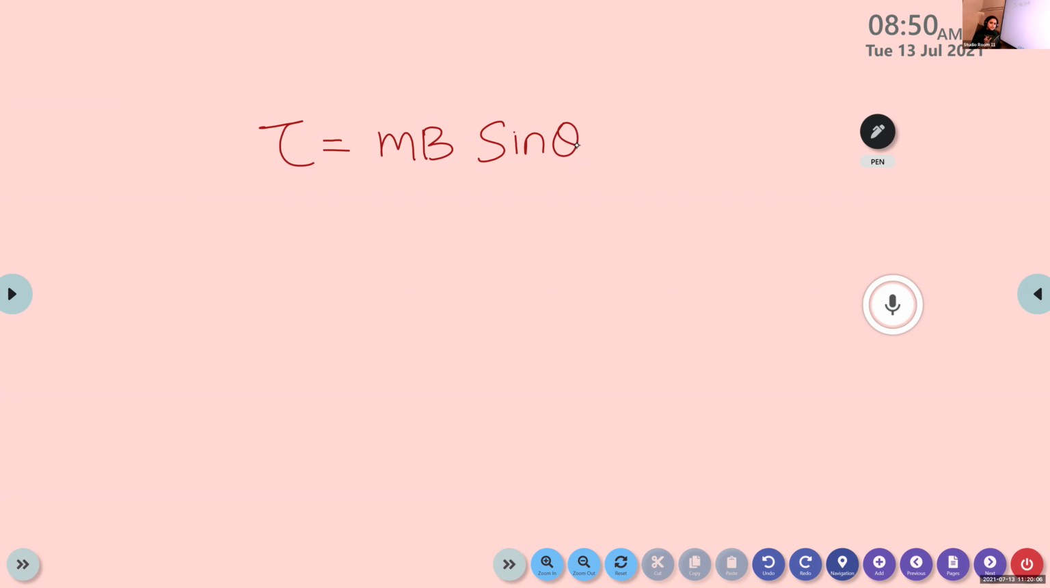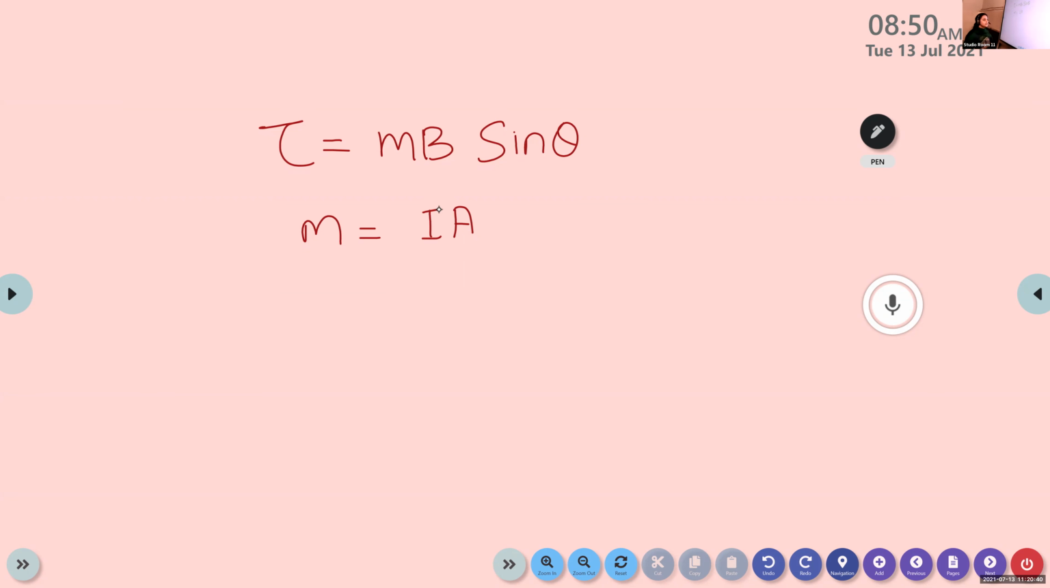Can you differentiate each term in this equation? What is M? M is nothing but the magnetic dipole moment, or M is equal to the product of current into area. The magnetic dipole moment M is equal to the product of current into area, and B is the magnetic field. Theta is the angle between the magnetic dipole moment, or the normal to the coil, and the magnetic field.